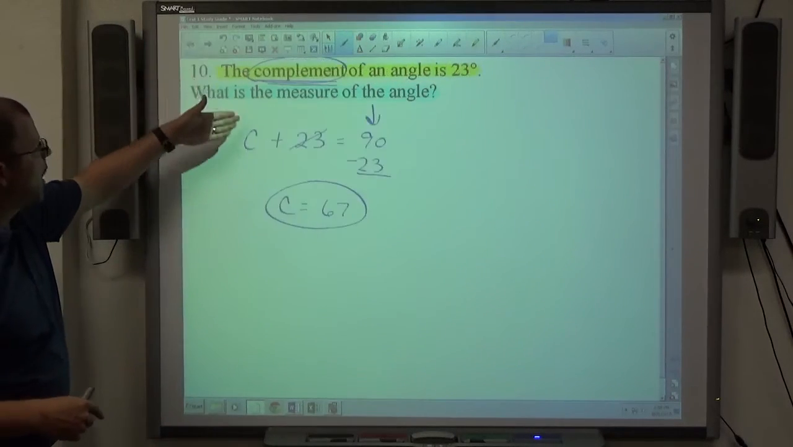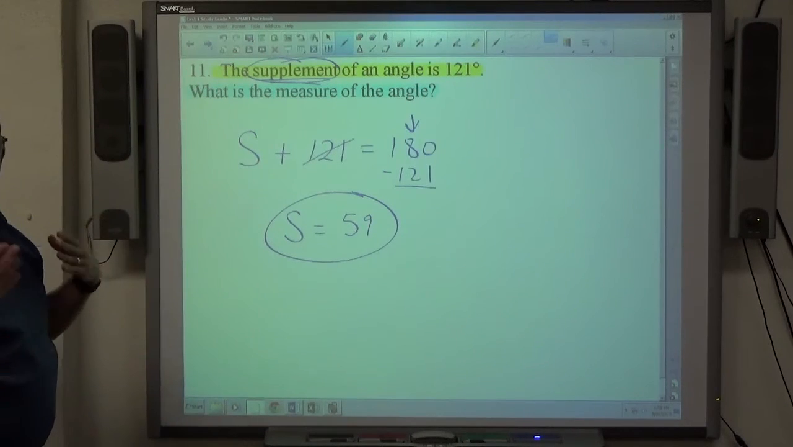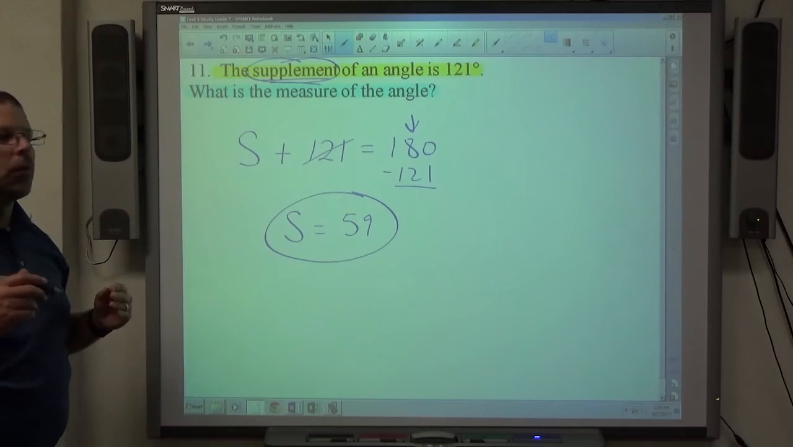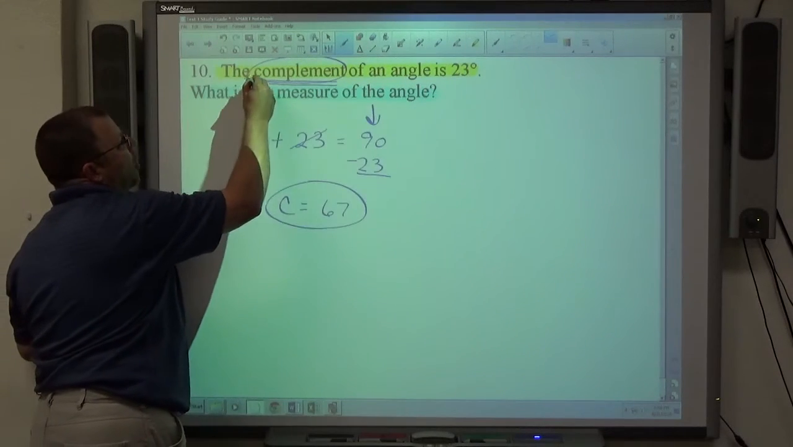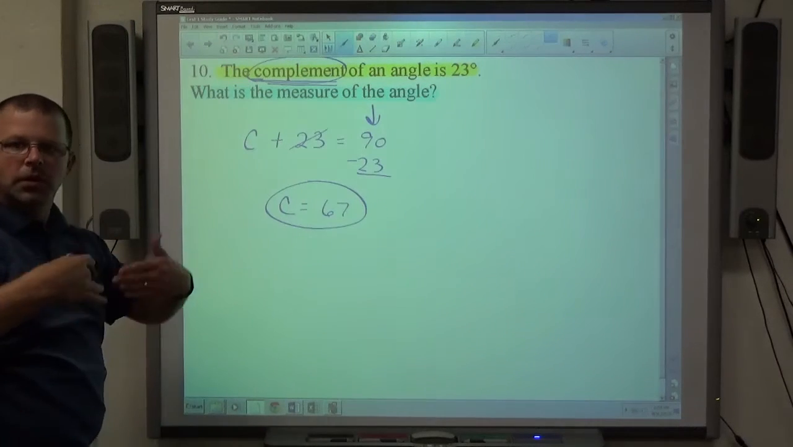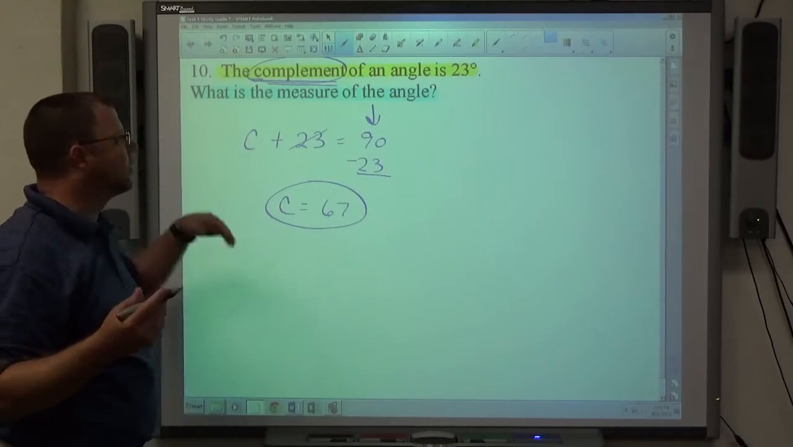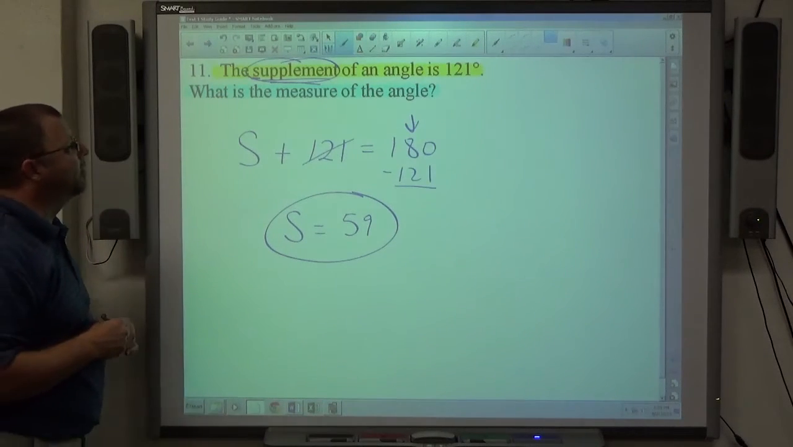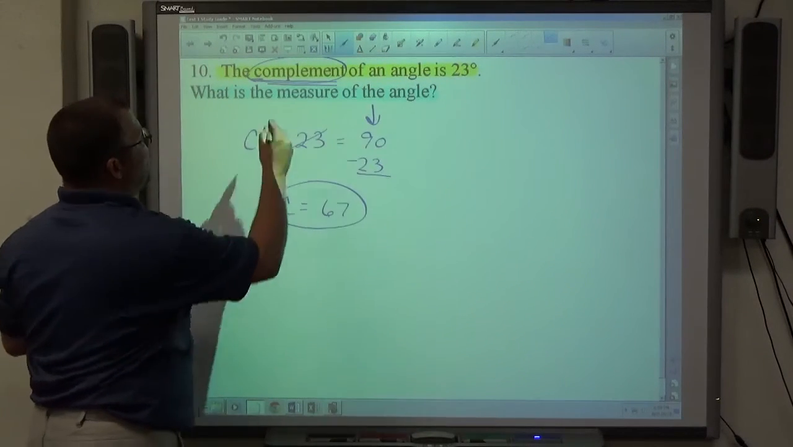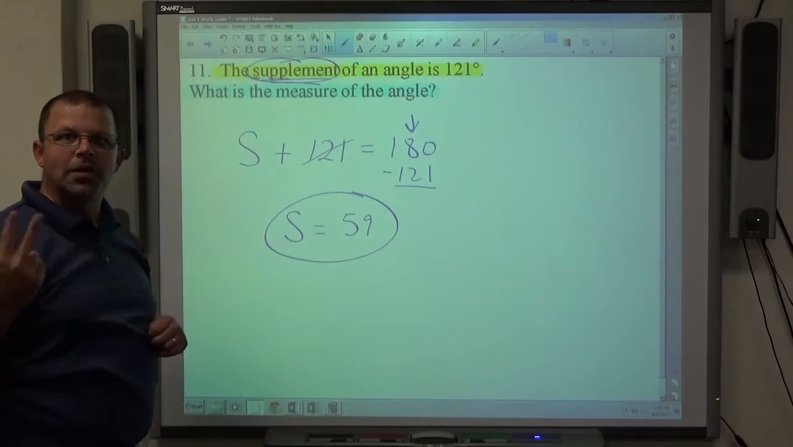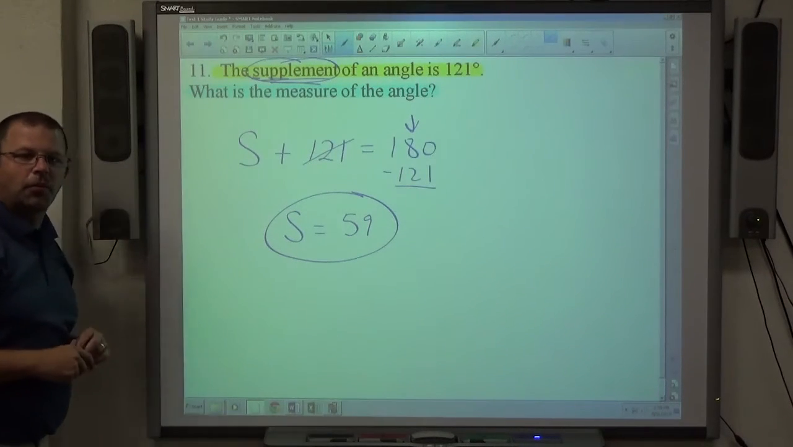So 10's complement, 11's supplement. Again, know what they mean. The easiest way I know to remember, because one's 90 and one's 180: complement starts with C, supplement starts with S. C comes before S, so the smaller number C, the bigger number S, if you're thinking about alphabetical order. Other than that, complement has one P, supplement has two P's, so it's twice as big. I don't know. Use some way or just remember the words. Complement's 90, supplement's 180.